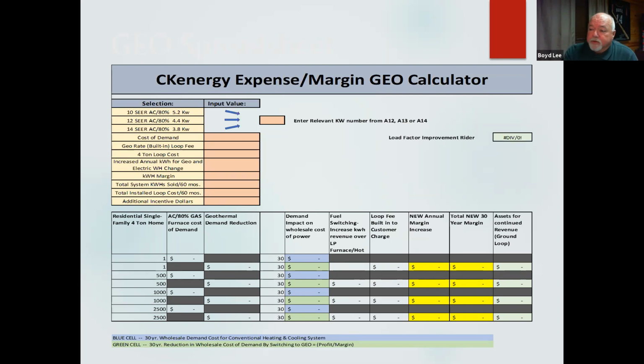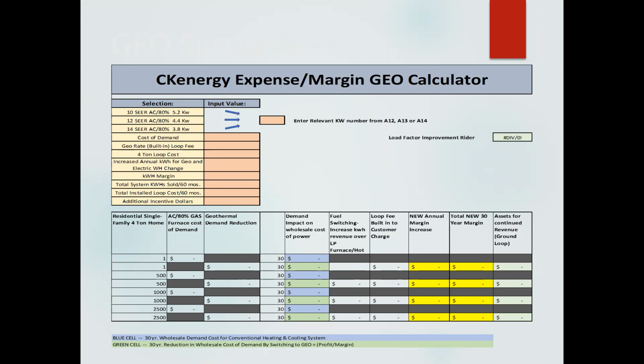Okay, we build in a fee to the homeowner that's receiving the loop, so that over 30 years, it's likely that they will reimburse the cost of that loop to the cooperative through the loop rate, the fee that's built into the customer charge. So I'm going to put $25 in there.